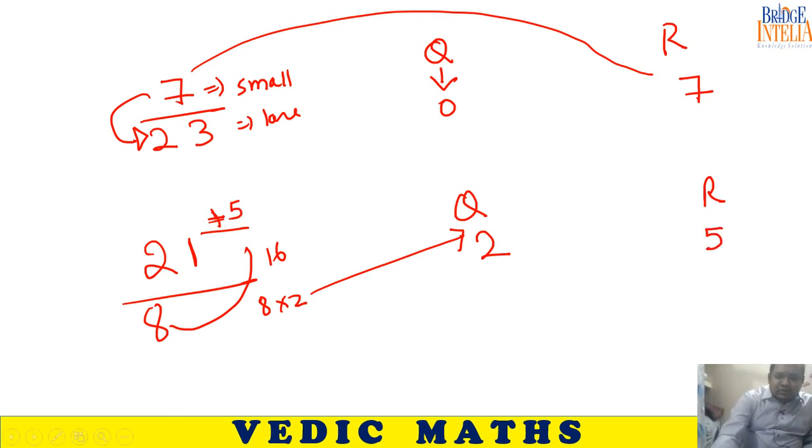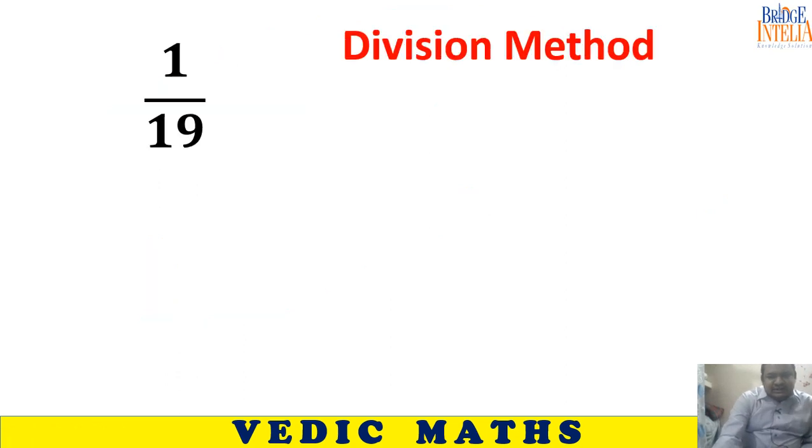Now let us see how you apply the concept of quotient and remainder in these types of questions. What is the shortcut for this? Here we are trying to divide 1 by 19. The first number is 1, the second number is 19. What is the criteria so that you can apply the shortcut? The criteria is that the second number's last digit must be 9. You can see here the last digit of the second number is 9.